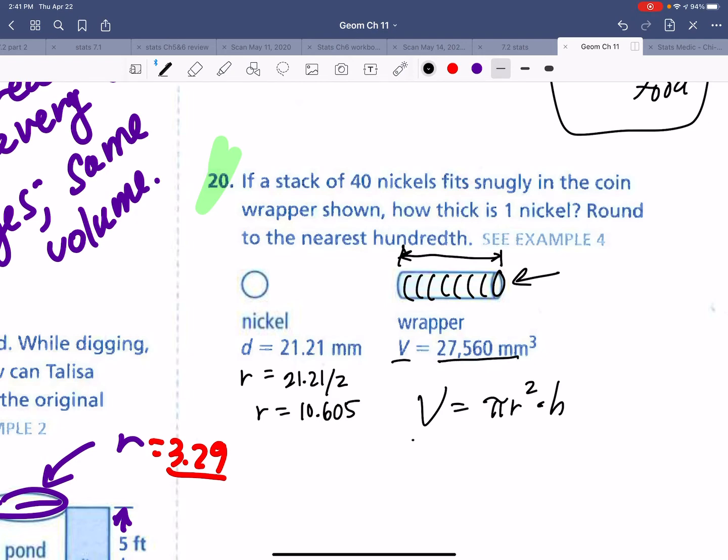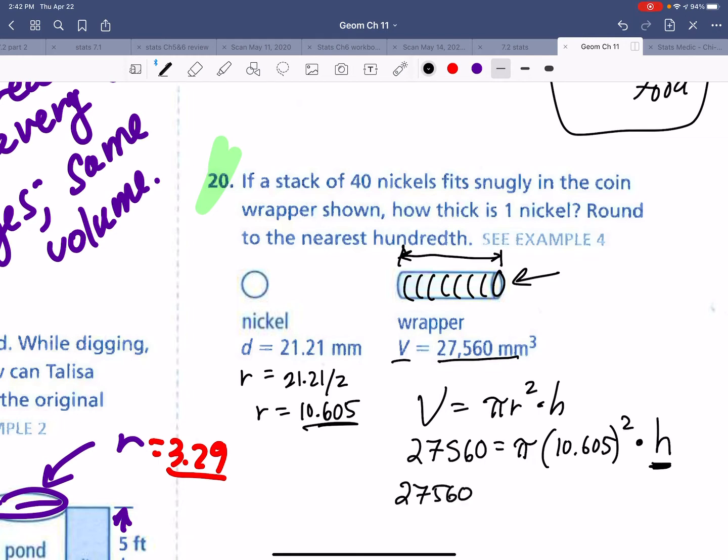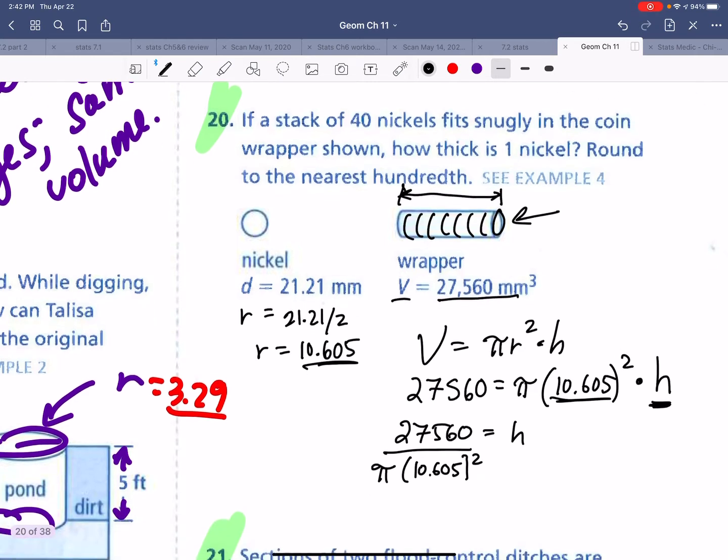So my volume is this, 27560. I've got my pi, I got my radius squared, and they want to know how high. Okay, so let's figure that out. So let's do this one squared first, this exponent. Oh, wow, I got a big number. So 27560 equals, now I'm going to move my pi down, and then I'm going to move this part down. And when I do, I get my height.